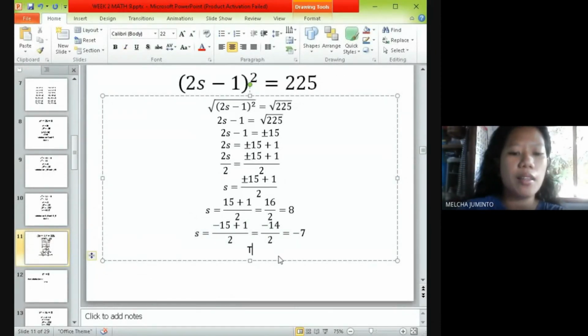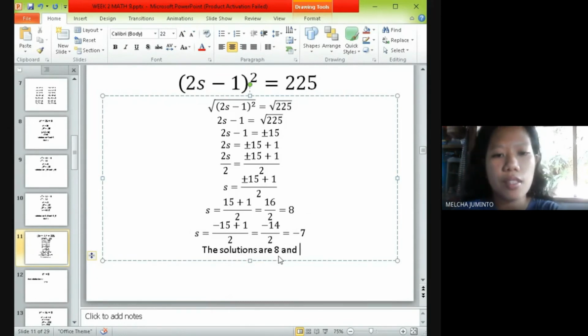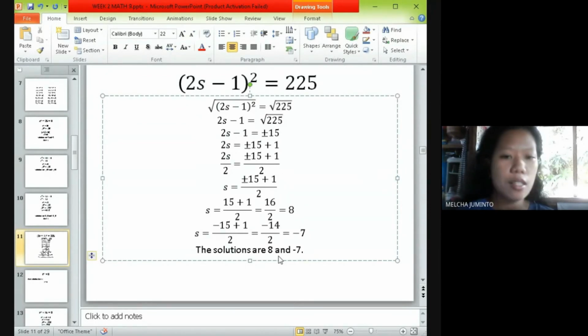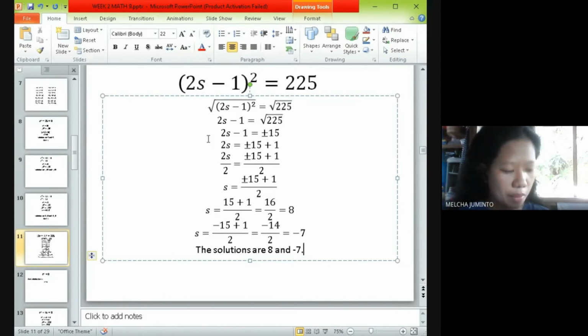So we can now write the solutions are 8 and negative 7. So those are the two values of s, 8 and negative 7. That is the answer for the question in your book on page 23, item number 10.